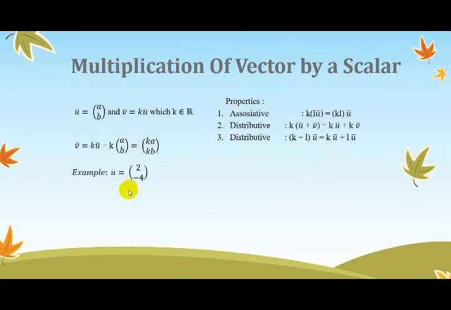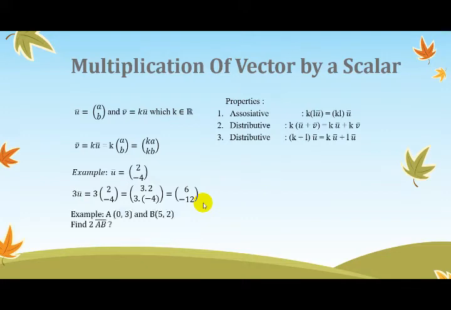The example: vector u is (2, negative 4). And then 3 times vector u equals 3 times (2, negative 4). Multiply all the components by 3. 3 times 2 equals 6. 3 times negative 4 equals negative 12. So the answer is (6, negative 12).